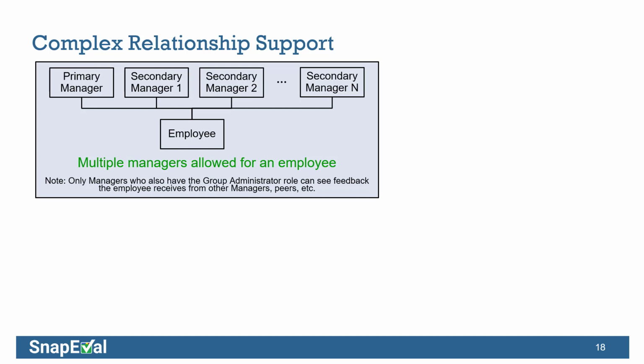Now, if you want that primary manager to be able to see feedback that the employee receives from others in the organization, then you also add the group administrator role for that particular person. And again, we'll talk more about that, but by being both a manager and a group administrator in SnapEval, you can then see all the feedback that the employee has received from anybody else in the company. So if I was a primary manager and I also had a group administrator role, I could see any feedback the employee got from all the secondary managers and from any peers as well.